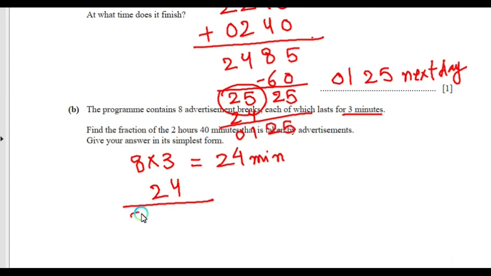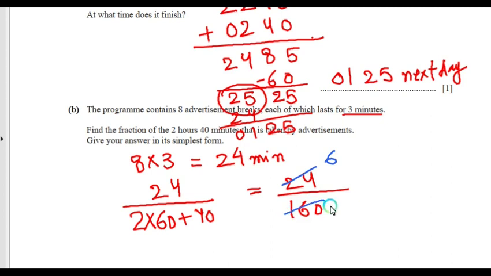Okay. The next question is, the program contains 8 advertisement breaks, each of which lasts 3 minutes. Find the fraction of the 2 hours and 40 minutes that is taken by advertisements. So the fraction will be the time for the 8 advertisements divided by the total time of the program, which is 2 hours and 40 minutes, right? So 8 times 3 is the time for advertisements, 24 minutes, because each advertisement is 3 minutes, right?